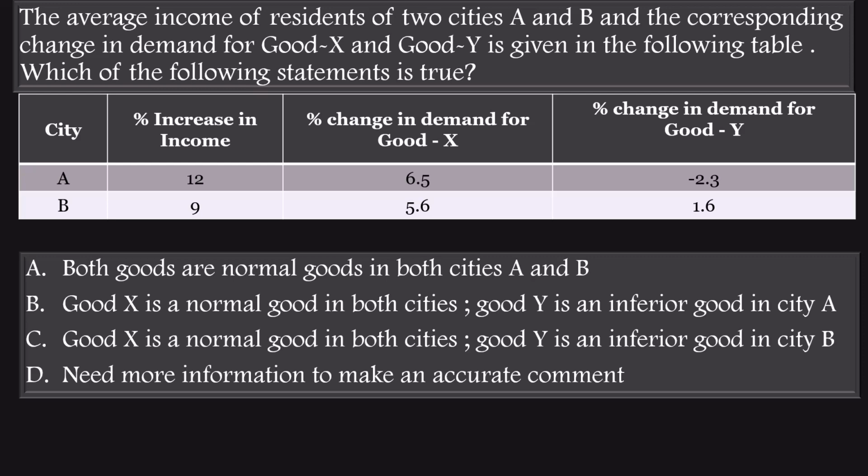In city A, increase in income has a positive effect on good X and negative effect on good Y. So, good X is a normal good and good Y is an inferior good in city A. In city B, increase in income has a positive effect on good X and on good Y.